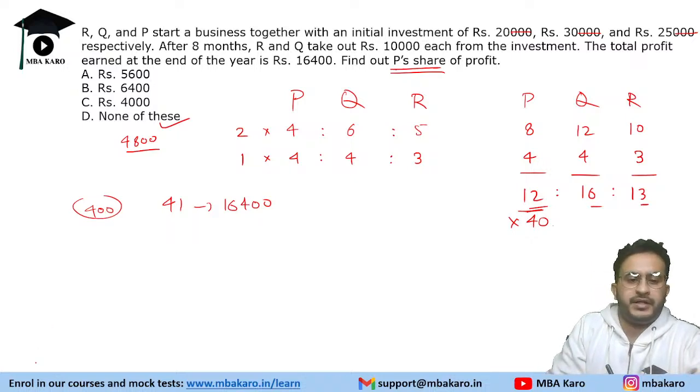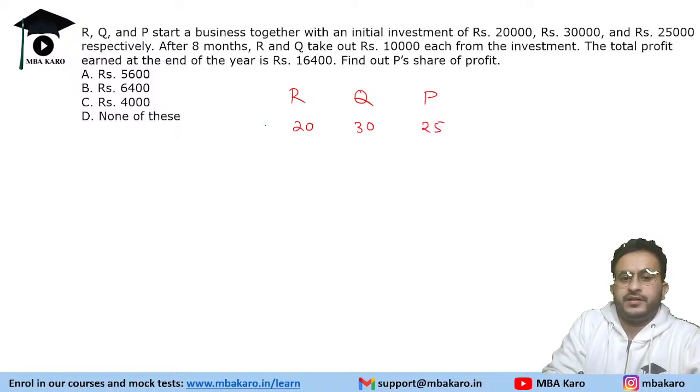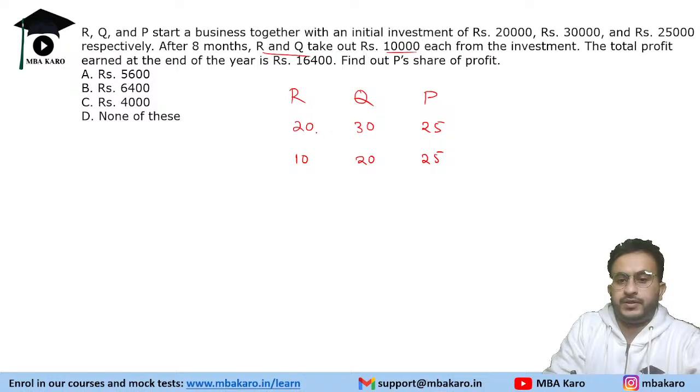Sorry, my bad, I did it wrong. I wrote it in reverse order, it is R, Q, P. Sorry, we made a mistake here. So that is 20, 30, 25. R and Q take out 10,000 each. So R will be left with 10,000, Q with 20,000, and P will be left with 25,000. So this will be the investment left, and the time period is 8 and 4. This is for 8 months, this is for 4 months. Now we will take simple ratios.